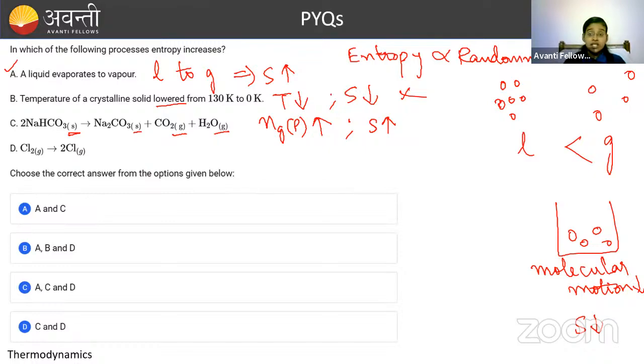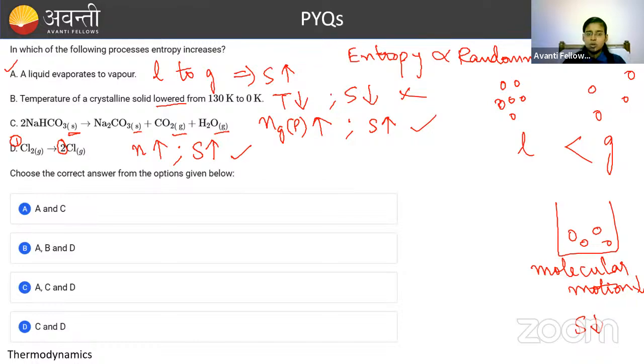So the randomness will increase and entropy will increase. Okay. So in the third case also, it is increasing. Coming to the fourth case, if you see, we have one chlorine molecule and in the product side, we have two chlorine atoms. So again, the number of particles increases. So the randomness will increase and the entropy will also increase.